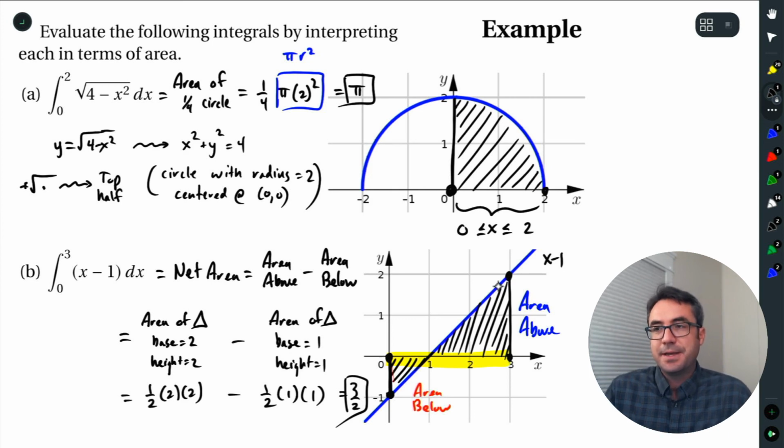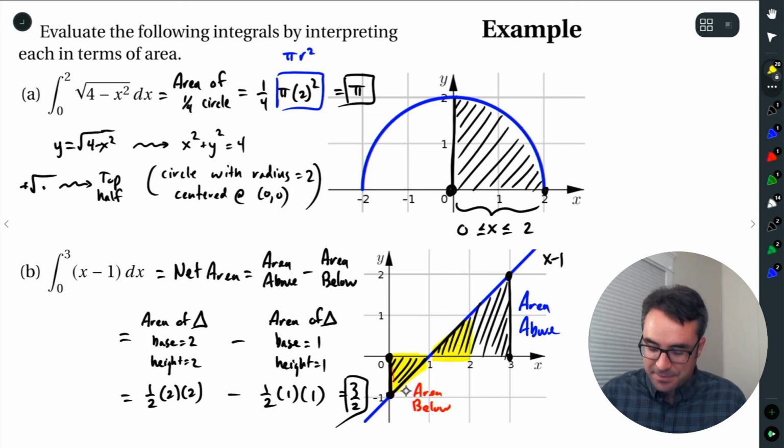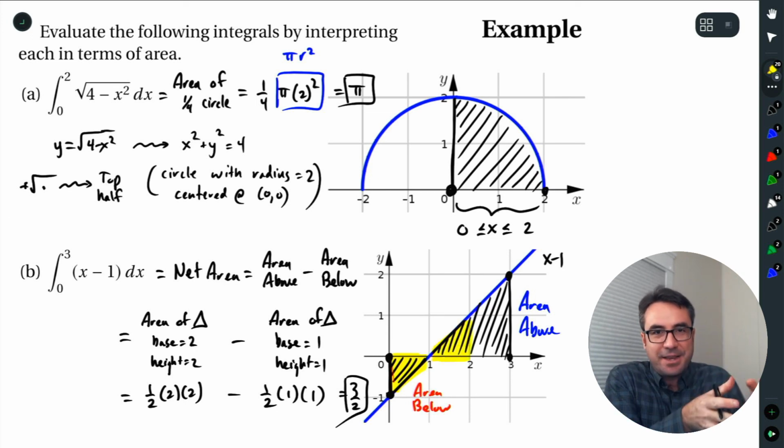So kind of what we're doing is we're looking at this area that's above, and we're subtracting off this area that's below. So you can almost think of it as looking at sections of the graph that balance each other out. In some way, this little triangular region here is balancing out this little triangular region here. So we have a negative section, we have a positive section, and they perfectly balance each other out. And so what we're looking at is what's left over, what the net result is.